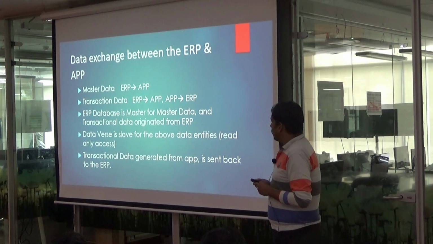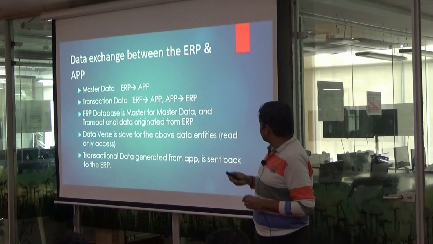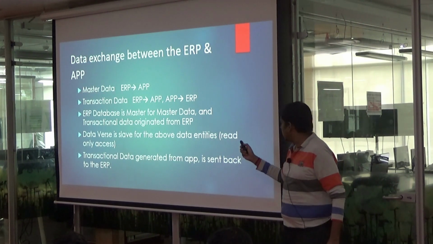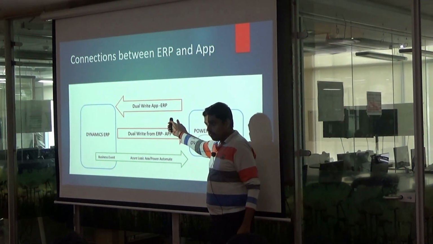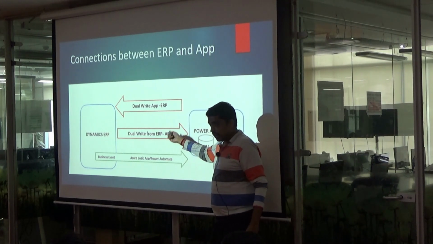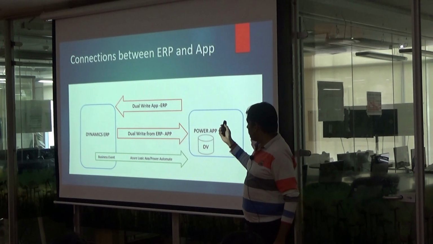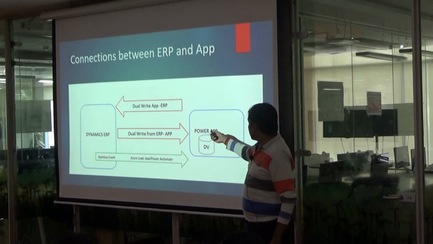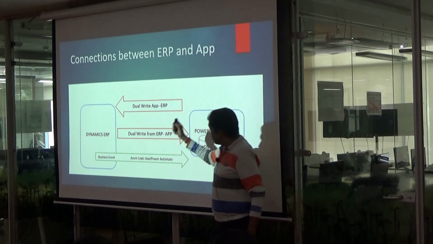Correct. So when the system is down or the net connectivity is poor, there is this dual write as I showed you. After your system is up and running, you can trigger that dual write connection to be re-triggered, so that the transaction data that is generated from the Power App can be sent back.